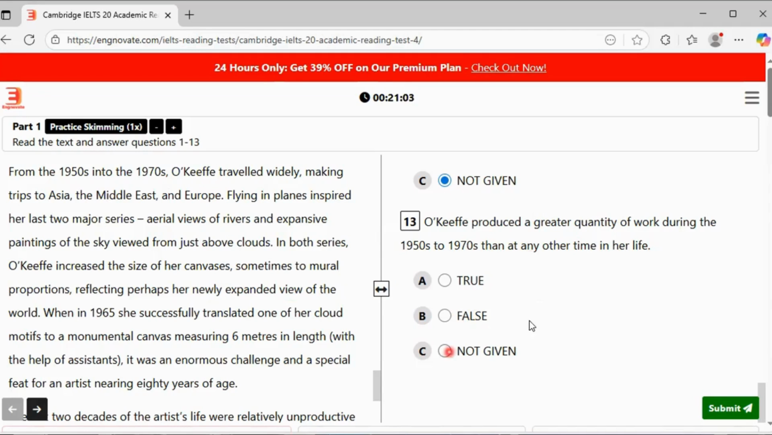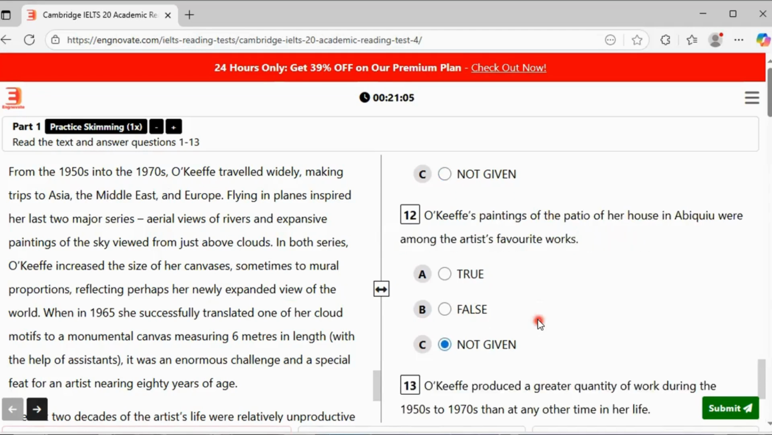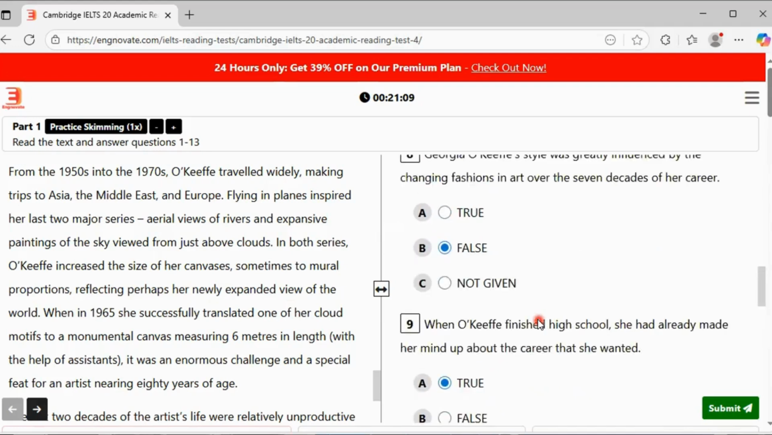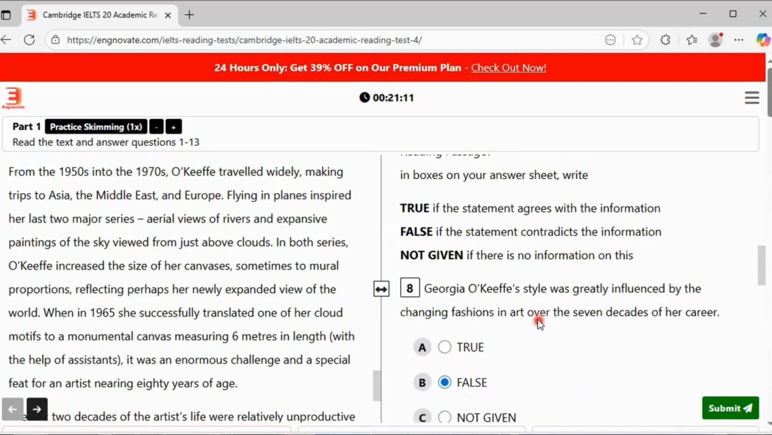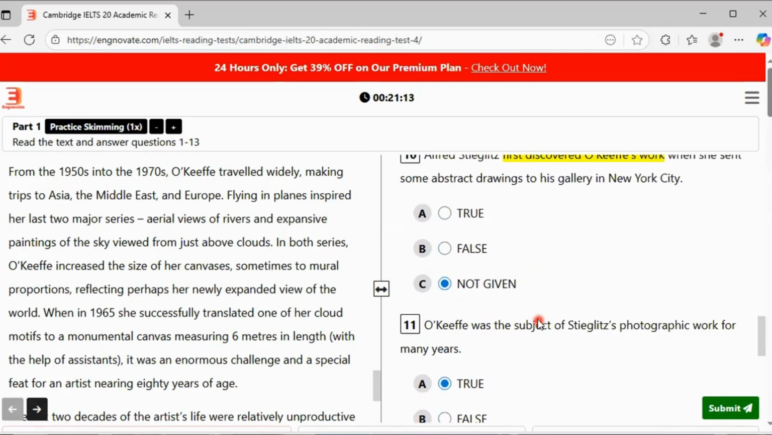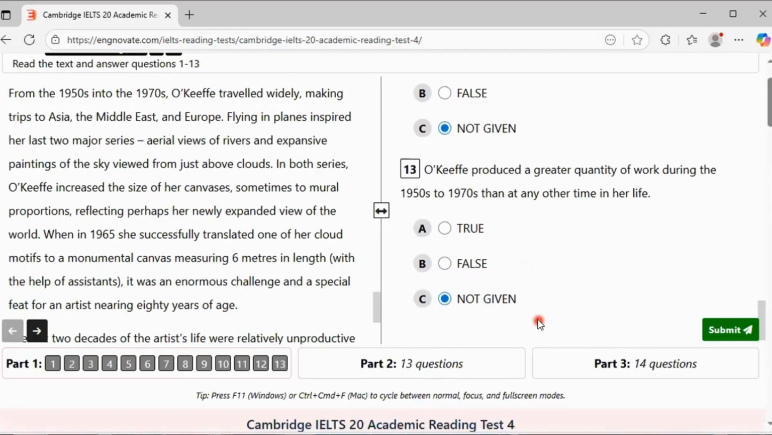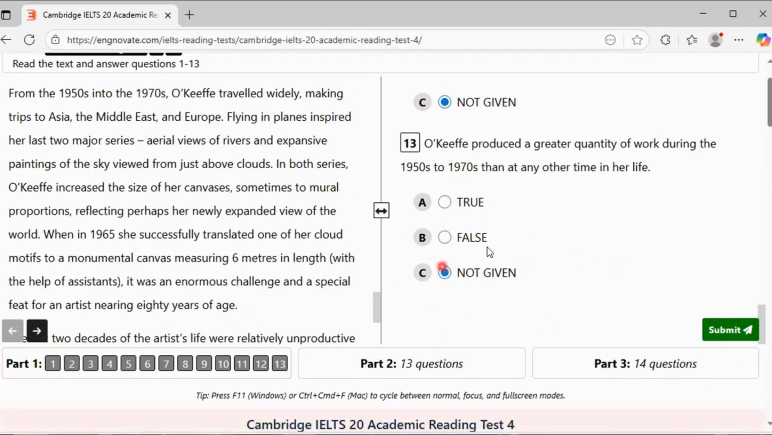This one, I'm not sure yet though. This number 13. I'm trying to see false, true, not given, true, not given, not given. I'm not really sure of this number 13. Let me just go to the next part.